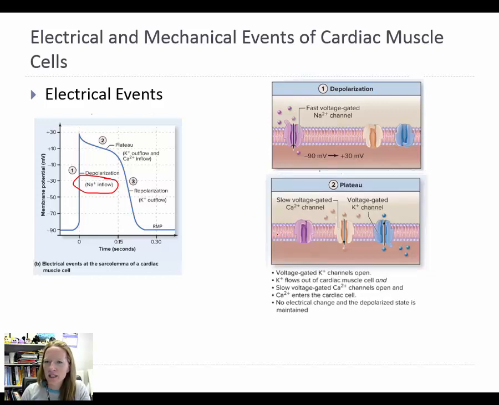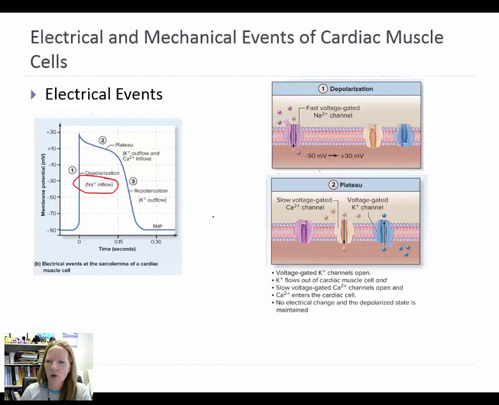Now let's take a look at this thing that's brand new to us, something called a plateau. So what you have are two channels working here. You have voltage-gated potassium channels, and you have voltage-gated sodium channels, those slow ones. They are opening at the same time. One is moving ions in, the other is moving ions out. So because of that, you don't have a huge change. You don't have this huge drop that you usually get.